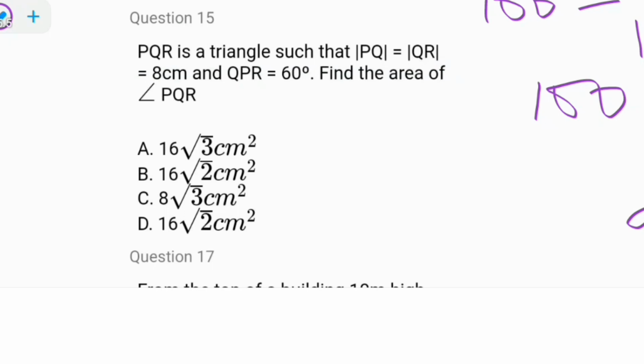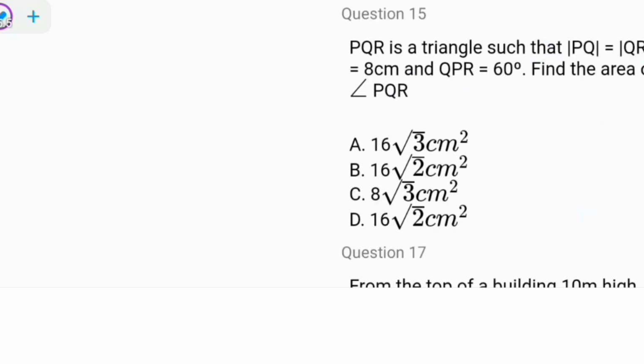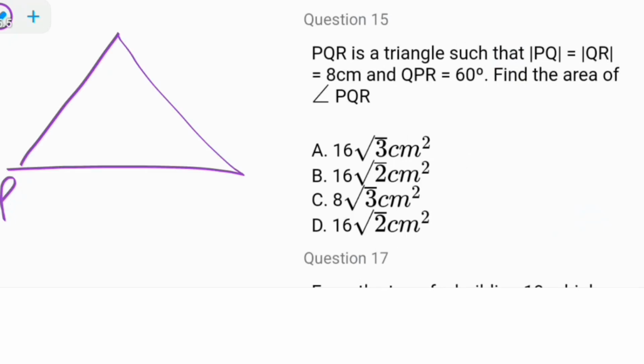And QPR is 60 degrees. You have to find the area of the triangle. So if you do a rough sketch of the question, it will look like this. It's PQR. So PQ and QR are the same. So that's 8, 8. So PQ is 8. QR is also 8. Okay, and QPR is 60.